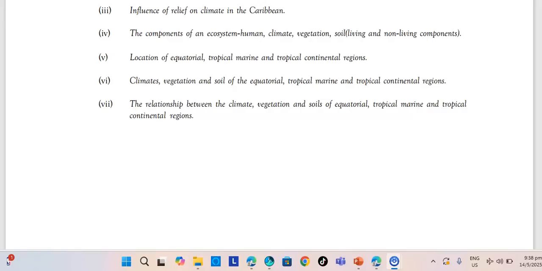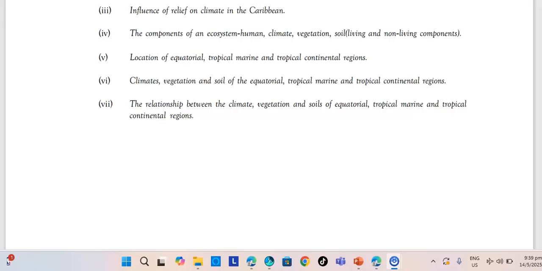Vegetation in a tropical marine region: grassland, shrubs, and scattered trees. In wet areas, you'll find more trees like palm and mango. In drier areas, we have grasslands or small bushes. The soil in a tropical marine region is richer than equatorial soil but varies by rainfall and can support farming with proper care.